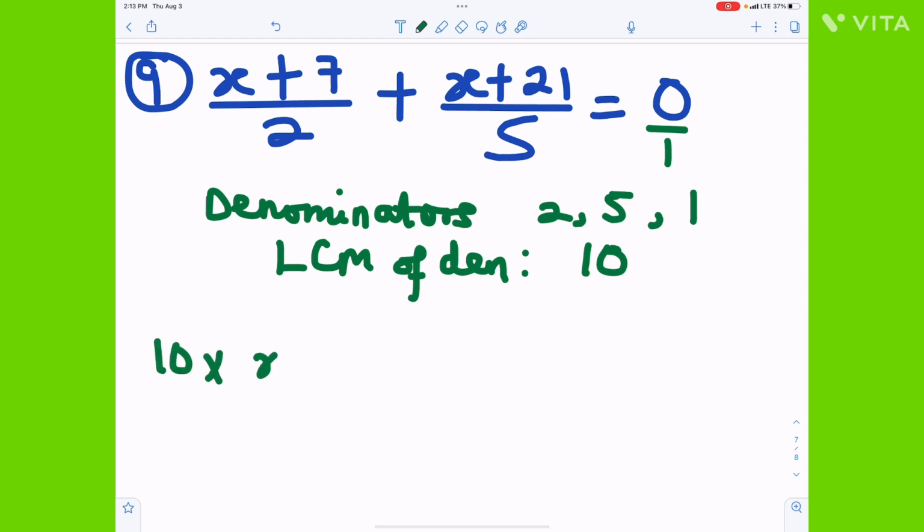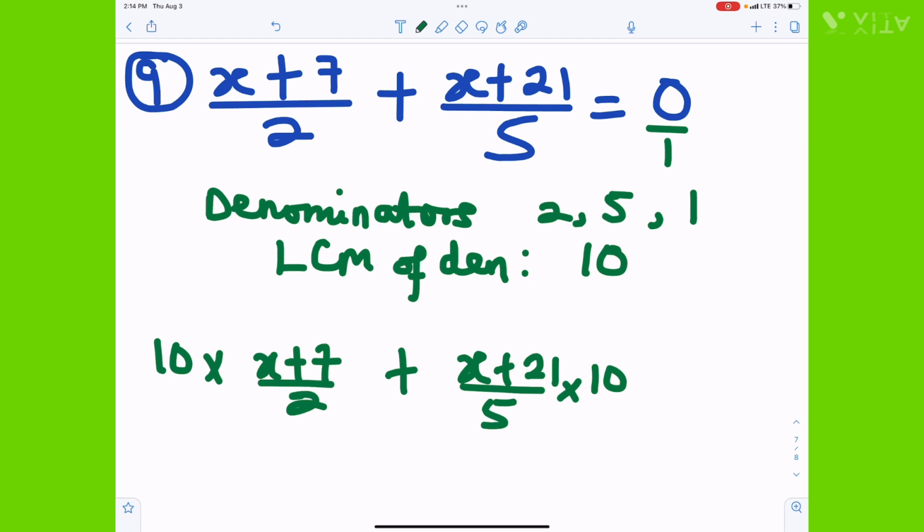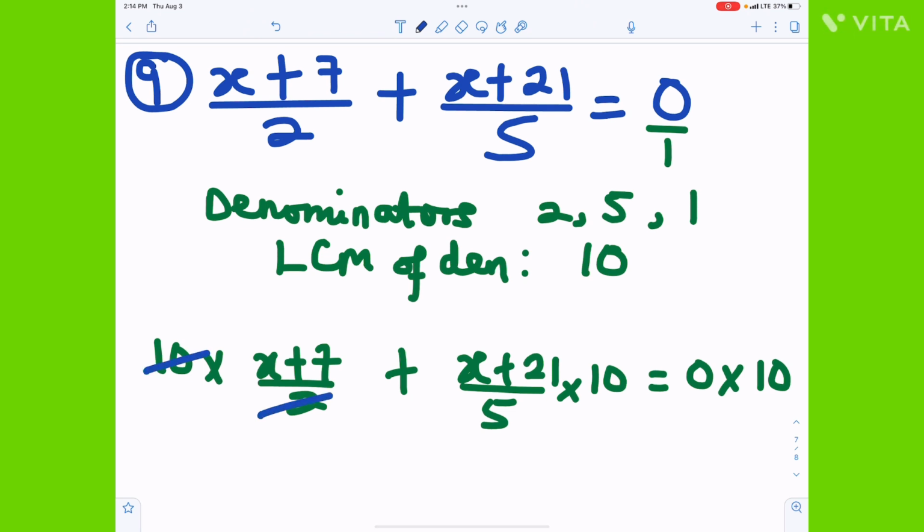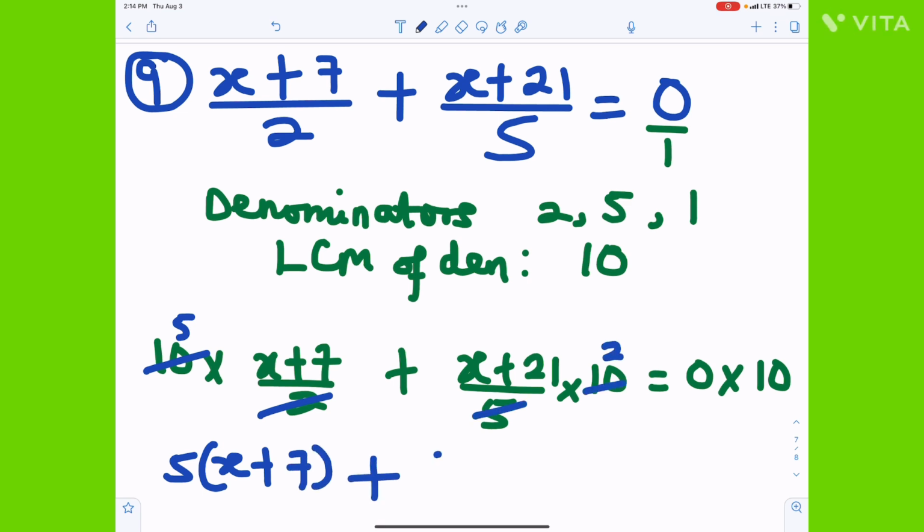That's 10 times (x plus 7) over 2. Take note, you can't divide your page here if you want your work to be neat enough. Then (x plus 21) over 5 also times 10 is equal to 0 over 1 times 10. So what do you get? 2 here 1, 2 here 5. That will give me 5 times (x plus 7). So 5 here 1, 5 here 2. That also gives me (x plus 21) times 2.